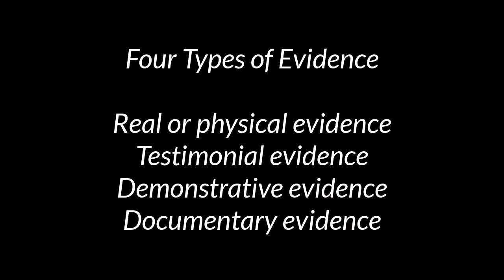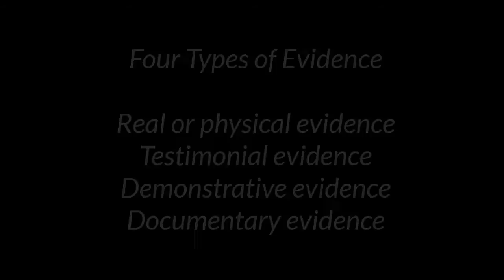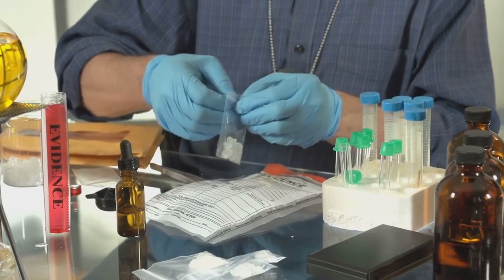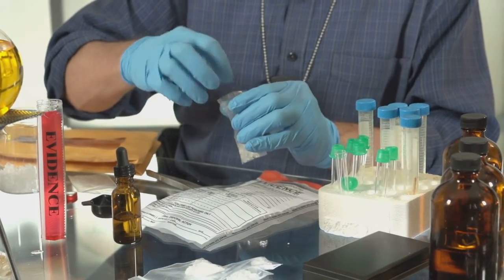The law recognizes 4 types of evidence: real or physical evidence, testimonial evidence, demonstrative evidence, and documentary evidence. Let's go over each one. Real or physical evidence are material, tangible objects, items, or things that the judge and jury can examine for themselves.